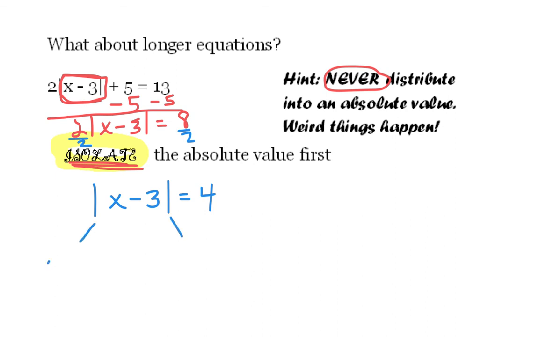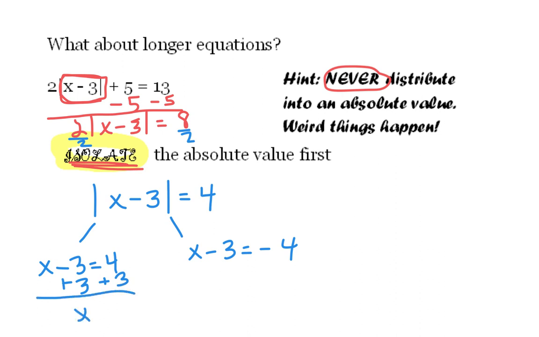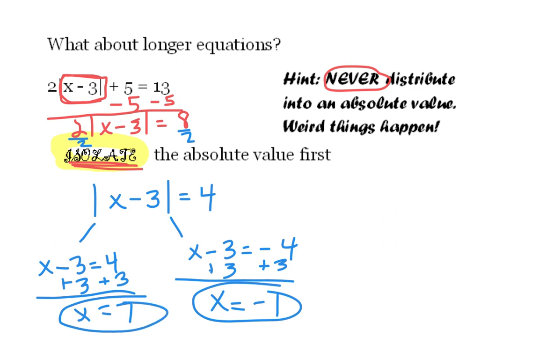So I would do this, x minus 3 equals 4, and x minus 3 equals negative 4. And again, notice when I write those down, I'm not using the absolute value symbols anymore. It's just whatever's inside the absolute value. If it's equal to 4, we have a solution. If it's equal to negative 4, we have a solution. And if I add 3 to both sides, I get an x equals 7. And adding 3 to both sides here, I get x equals negative 1. So those are my two solutions.